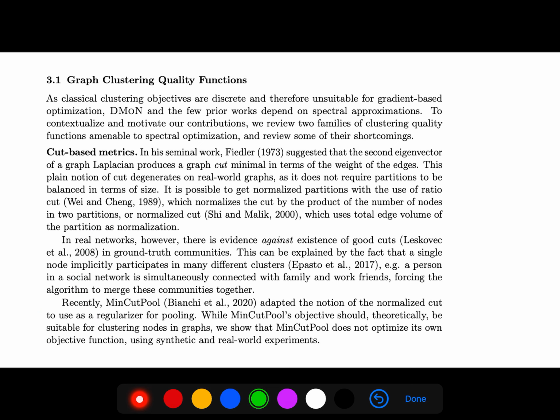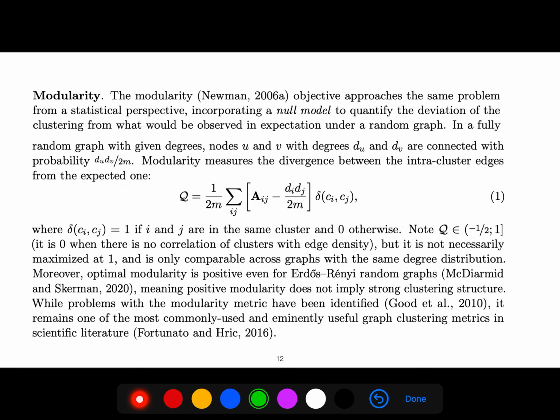So cut-based metrics, I have explained in MinCut pool in a different video, but the approach of this paper is different. It uses modularity, which comes from the community detection literature, that measures the divergence between the intra-cluster edges and the expected ones.